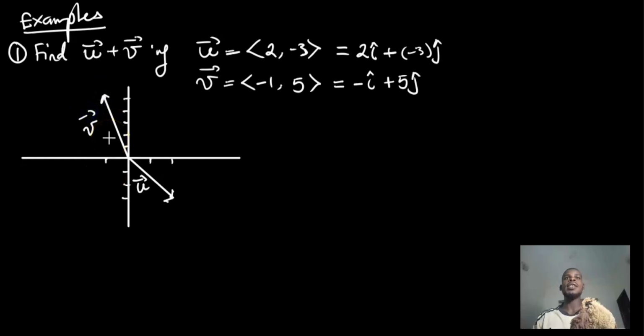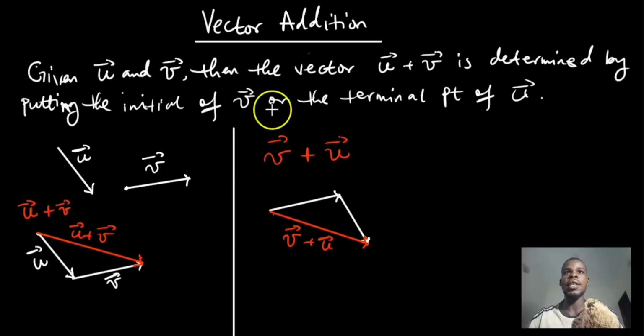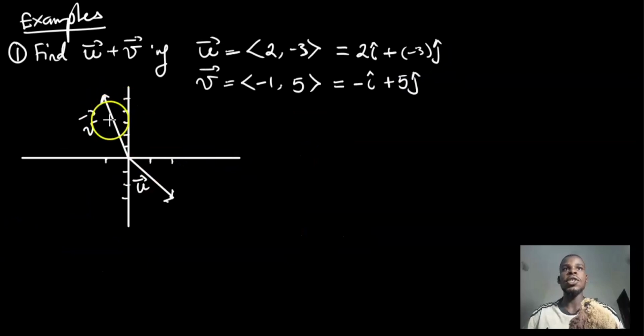Okay, so to add these two vectors, recall that the addition of two vectors, if it is in this order of u plus v, is done by putting the initial point of vector v on the terminal point of vector u. Good. So the initial point of vector v is here. It should be placed on the terminal point of vector u.